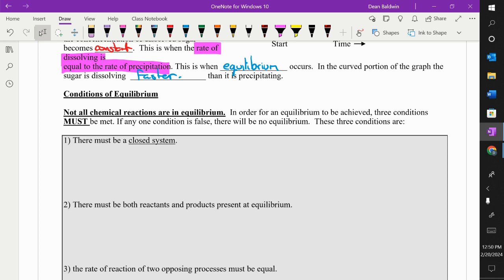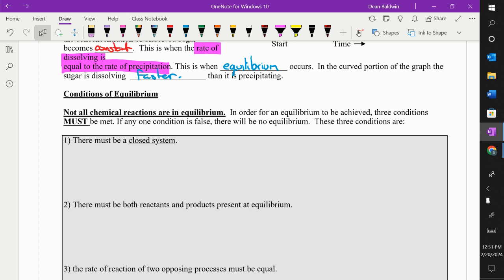So, not every reaction goes to equilibrium. Okay? We will learn later on how to pull a reaction in one direction or the other. Sometimes reactions favor the product, sometimes they favor the reactants. We'll look at that. We'll learn how to maximize yield and all these sort of things based off of equilibrium. Okay? But what do you need for a reaction to be at equilibrium?